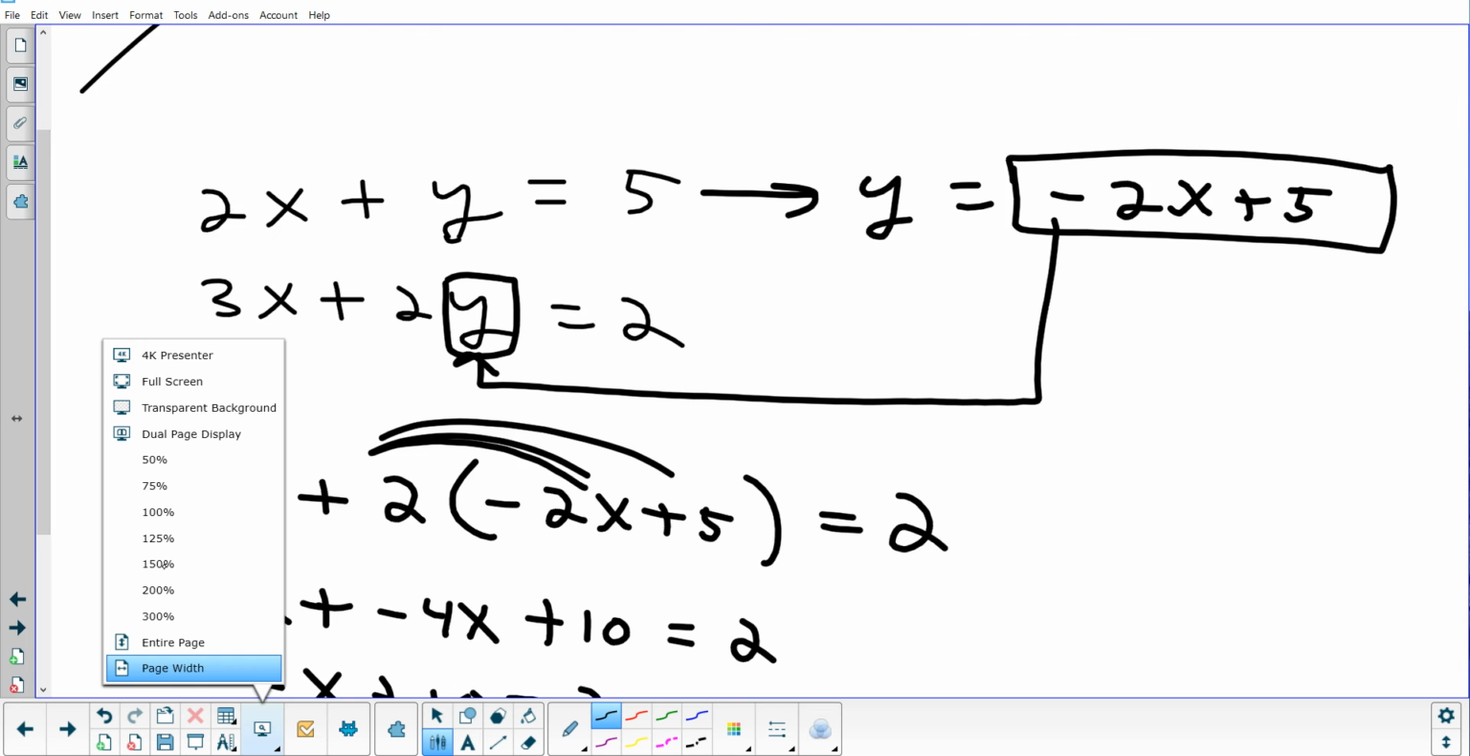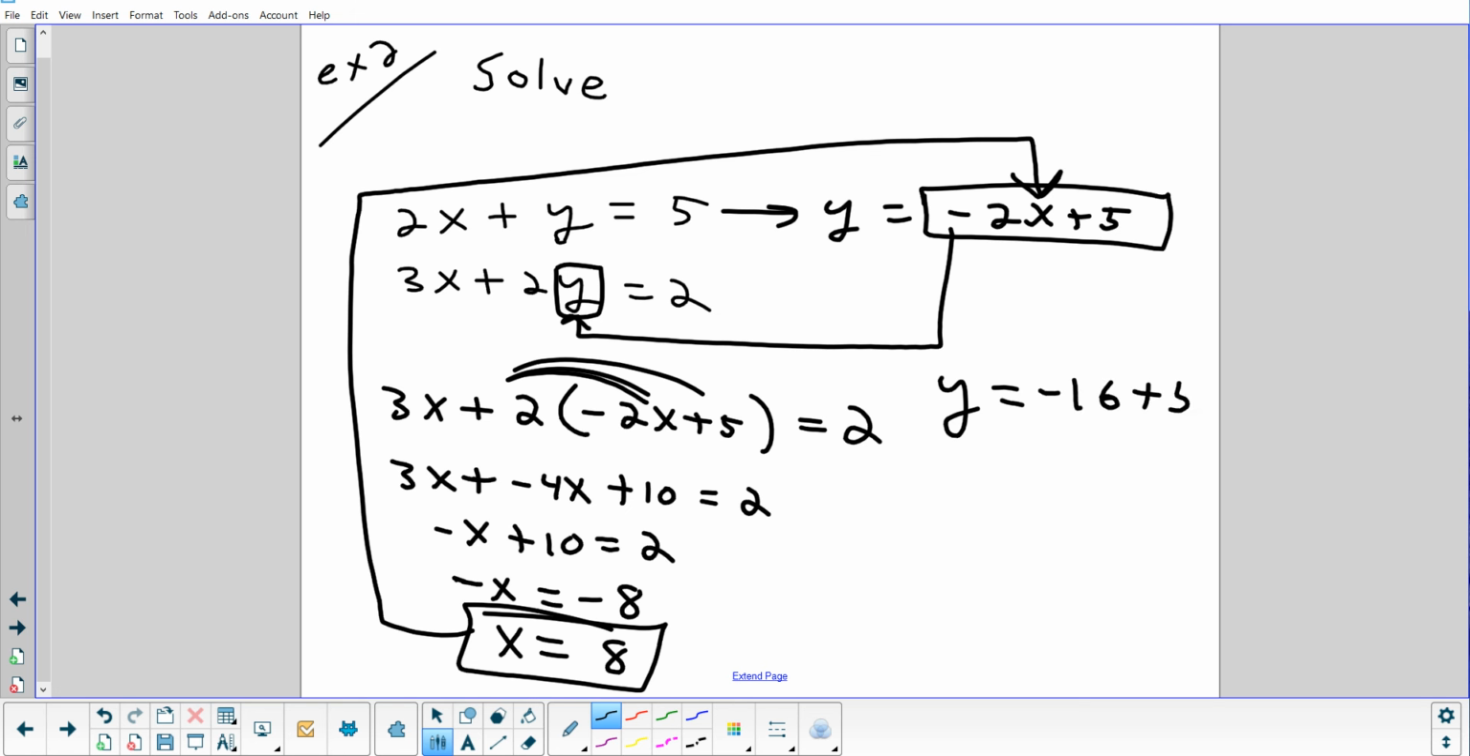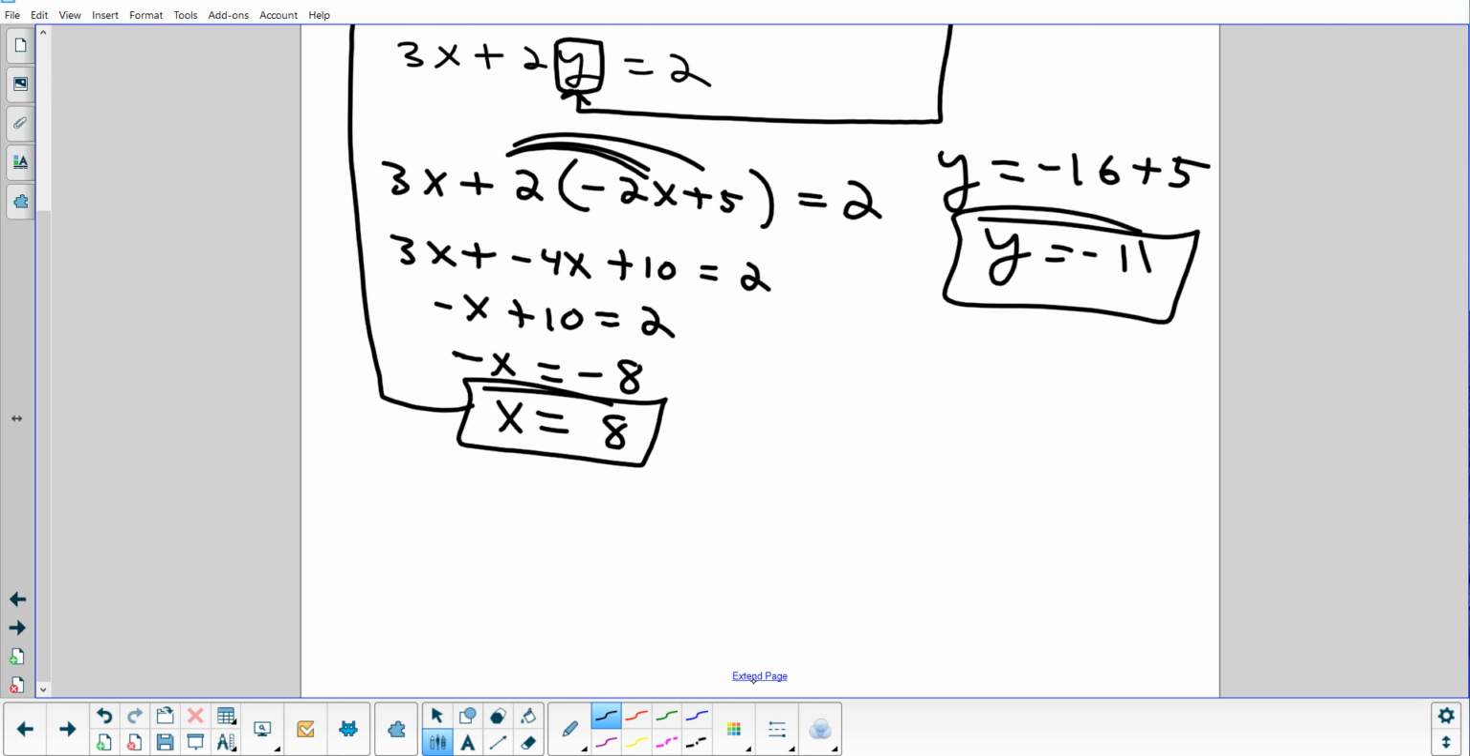So now take 8 and fill that in right there. And that will tell you y. If I plug in 8 for x, now what's negative 2 times 8? Negative 16. So we're going to get negative 16 plus 5, which is negative 11. So you can either write your answer, if it was set up online, in two separate boxes, x and y, or you can write your answer as a coordinate, 8, comma, negative 11.